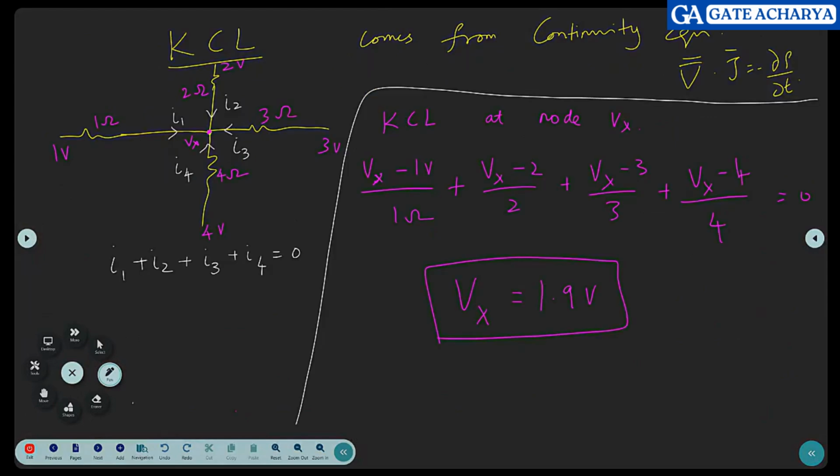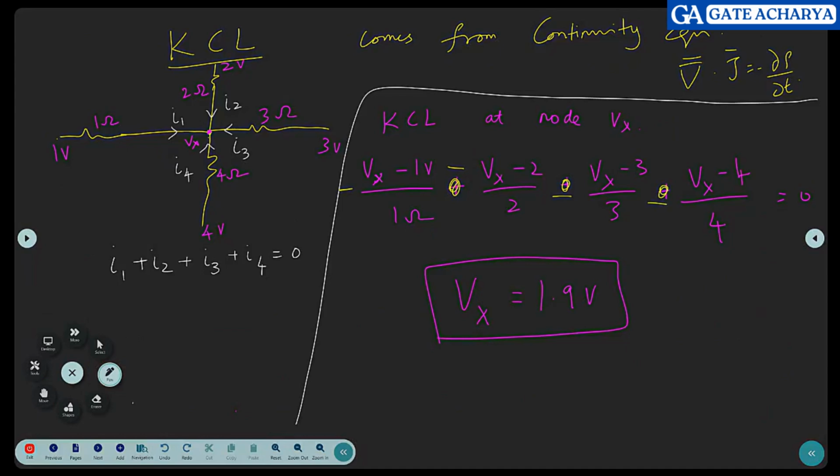And then KCL, we saw lots of problems, and it is very likely that we will make a mistake. Here also we made a mistake. What is the mistake? When currents are entering, you should be writing 1 volt minus Vx. So this is wrong, right? You should go back, correct it. So we made a mistake.